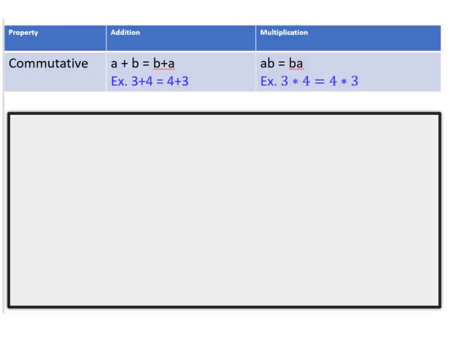The next property is the commutative property. In the commutative property, it says that a plus b equals b plus a. So for example, we could say that 3 plus 4 equals 4 plus 3, because if we completed both these examples, we get that 7 equals 7. For multiplication, it says that a times b equals b times a, because in the example, 3 times 4 equals 4 times 3. Because we know if we multiply these, 3 times 4 equals 12, and 4 times 3 also equals 12.